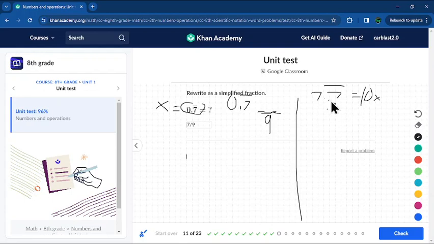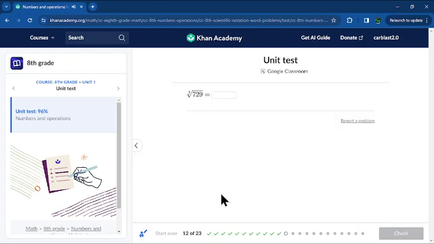0.7 repeating equals x. So now you can subtract. It would equal 9x equals 7. So divide by 9 on both sides. So now we have 7/9 equals x. So this number, x, is 7/9. So yeah, there you go.